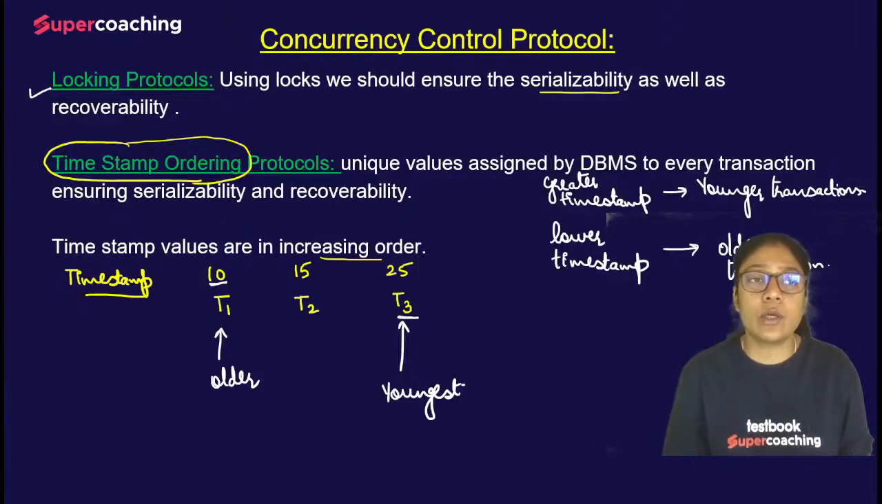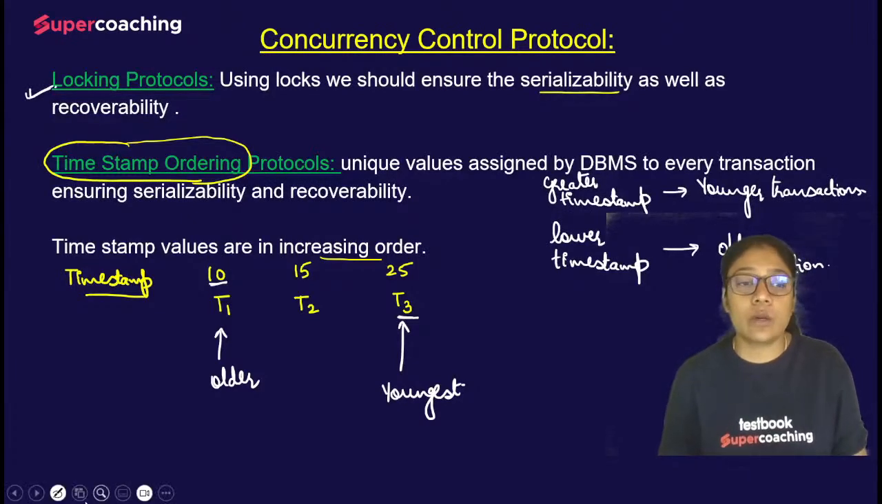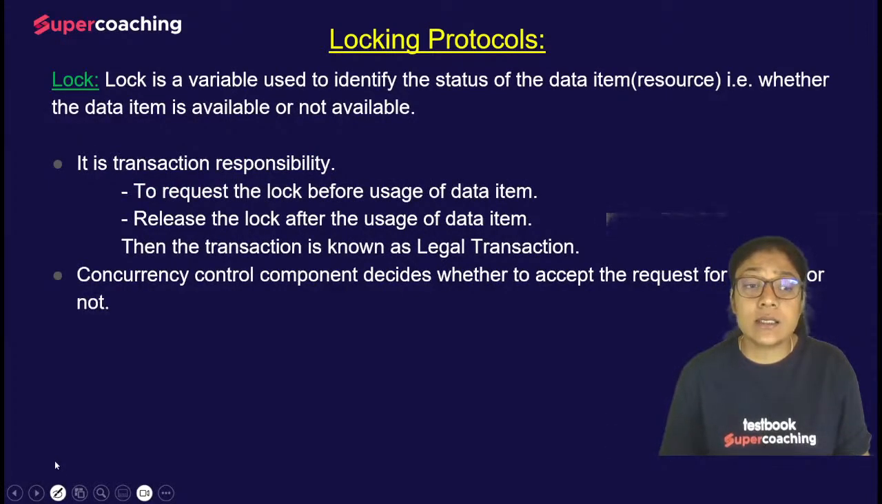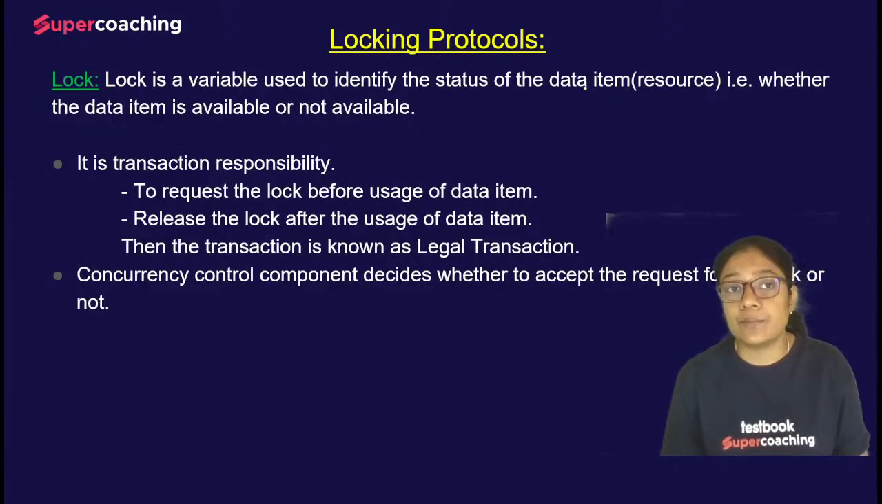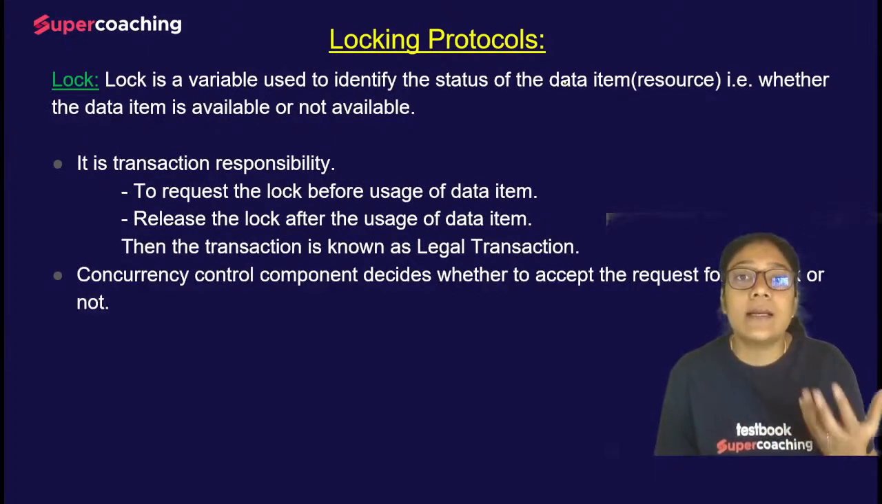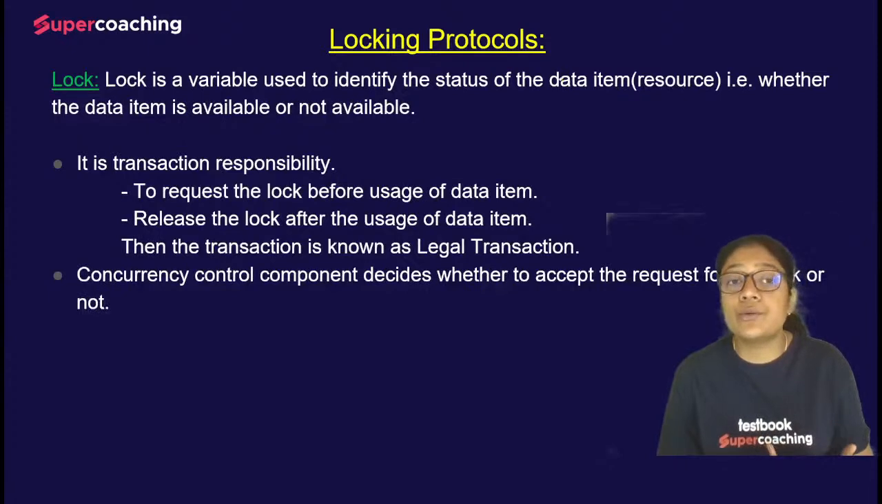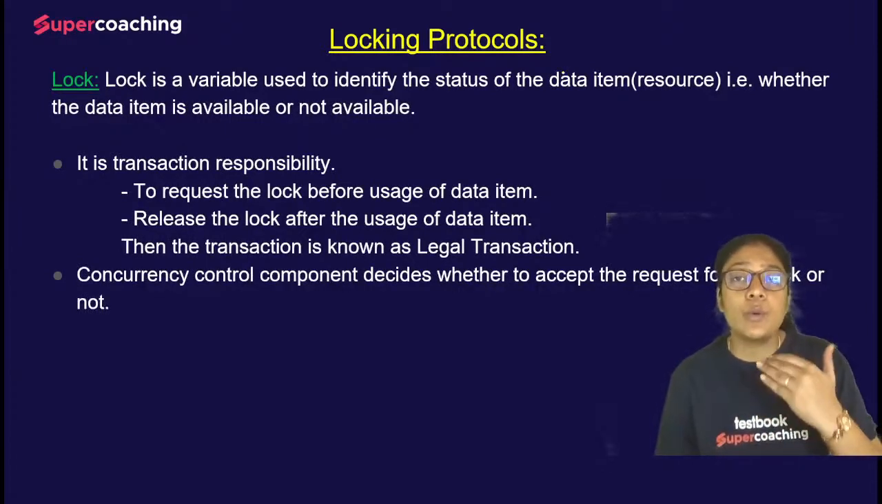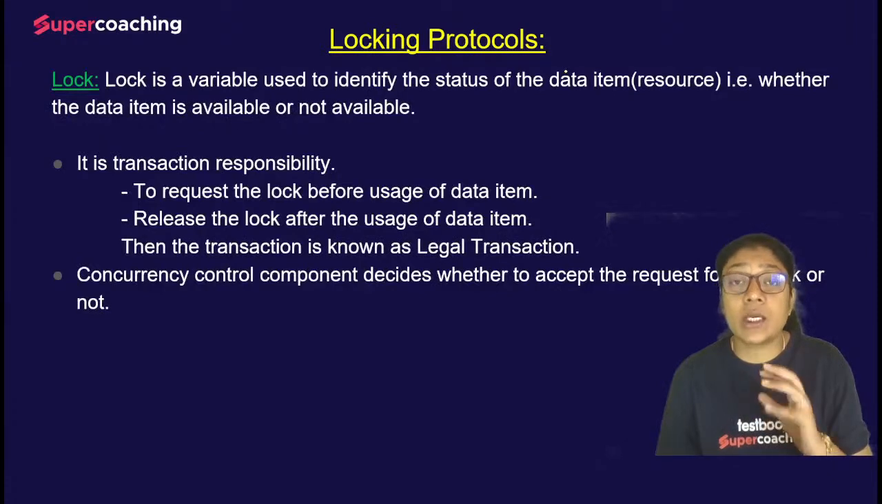So first of all, we are going to consider the locking protocols. Basically, a lock is nothing but a variable that is used to identify the status of the data item. That means whether that data item is available for use or not. If you want to perform any operation, the operation can be a read operation or a write operation, so first of all we need to check whether the data item on which we want to perform the read or the write operation is available.